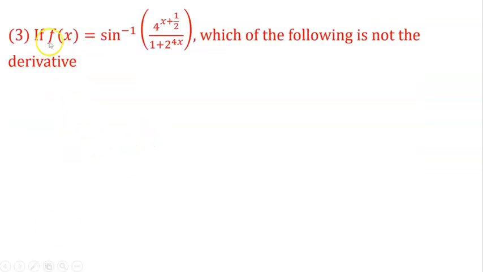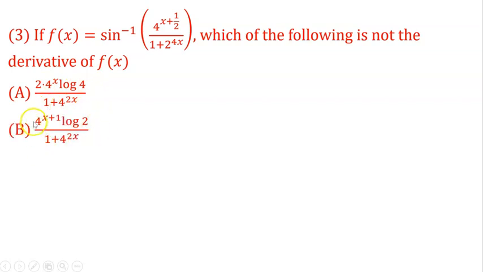Next question. If f of x is equal to sine inverse of in bracket 4 raised to x plus 1 upon 2 upon 1 plus 2 raised to 4x, which of the following is not a derivative of f of x? First is 2 into 4 raised to x into log of 4 upon 1 plus 4 raised to 2x.